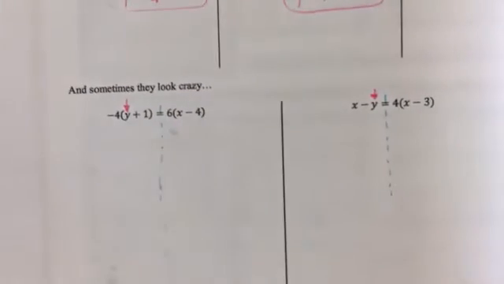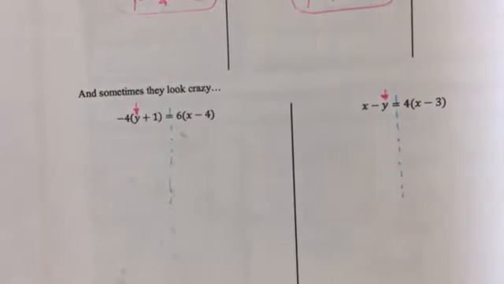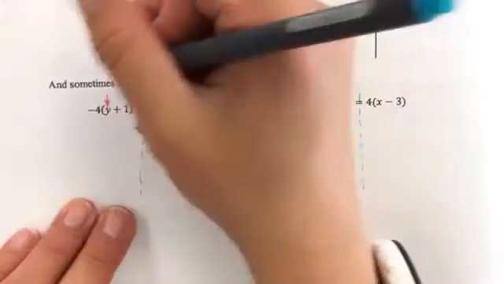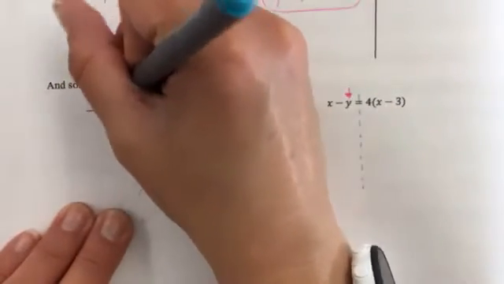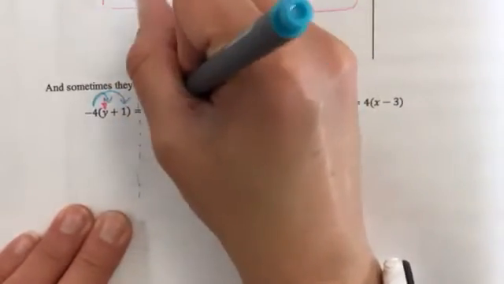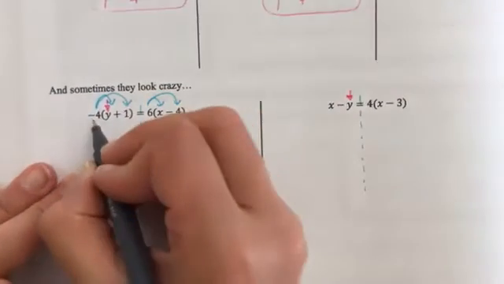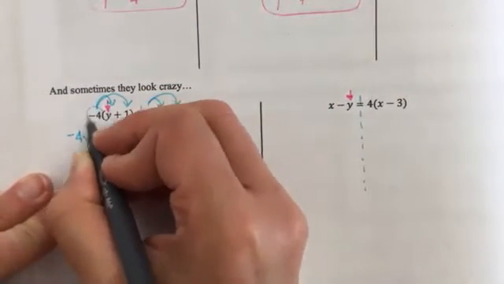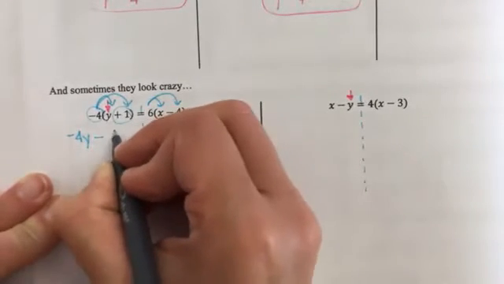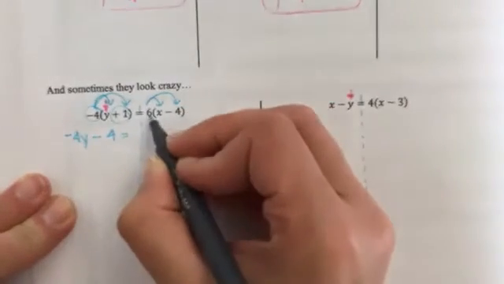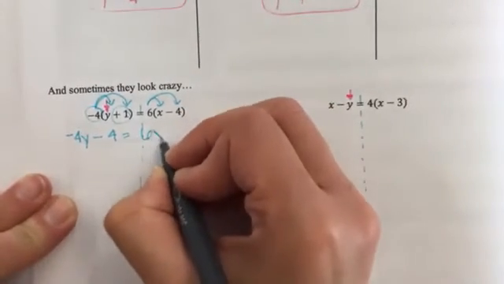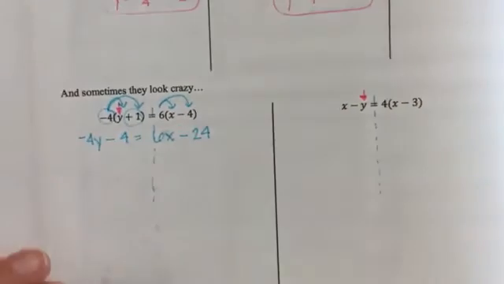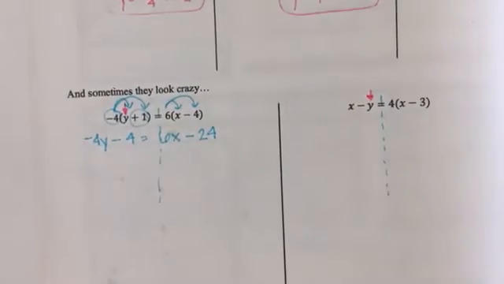Okay, last couple, they look harder, but they're really not that bad, okay? Your first step on these ones is to distribute to get rid of the parentheses. You guys have done this. -4 times y is -4y. -4 times a +1 is a -4. 6 times x is 6x. 6 times a -4 is -24. Now it looks like what we were doing before.